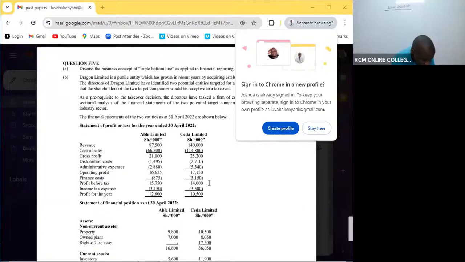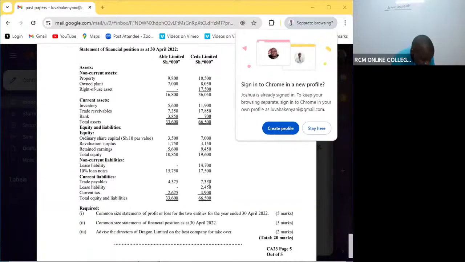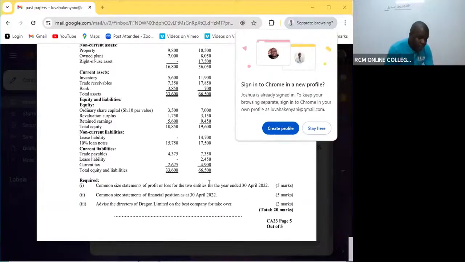We have the statement of the P&L. Then of course you have the statement of financial position, which has been indicated there. So required number 1, a common size statement of profit or loss for the 2 entities for the year ended 30th of April, 2022. Then a common size statement of financial position for the 2, that is 30th of April, 2022.